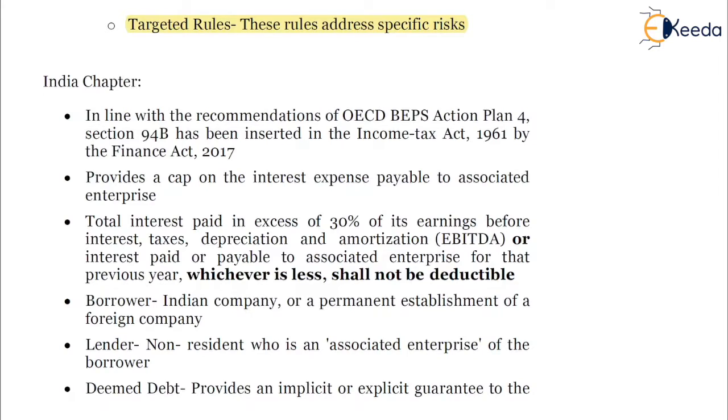Meaning, as per Section 94B, you will be allowed interest deduction to the extent of 30% of EBITDA. The rest you have to carry forward to the succeeding previous year. The maximum that interest can be carried forward is 8 years, and the threshold limit is 1 crore, below which there will be no cap on interest deduction and the entire interest amount will be allowed as deduction to the SSC.